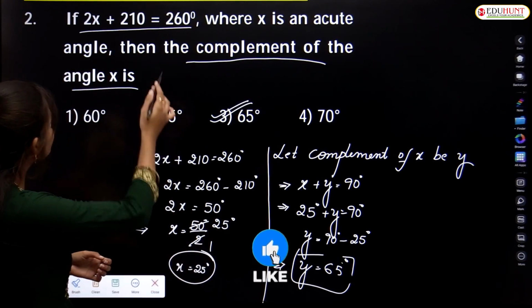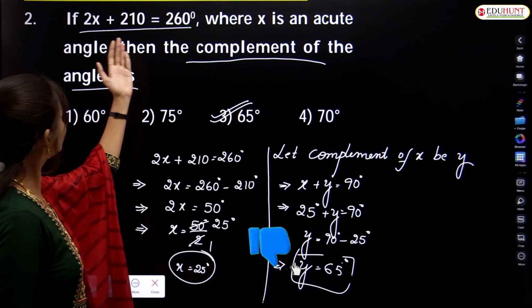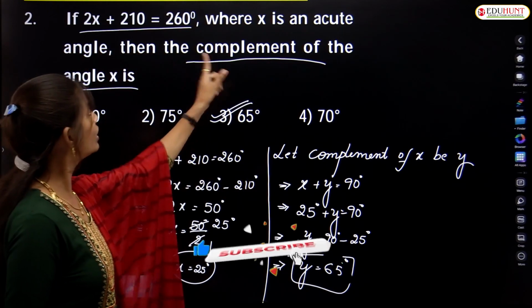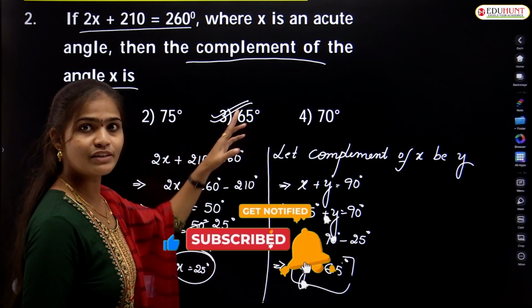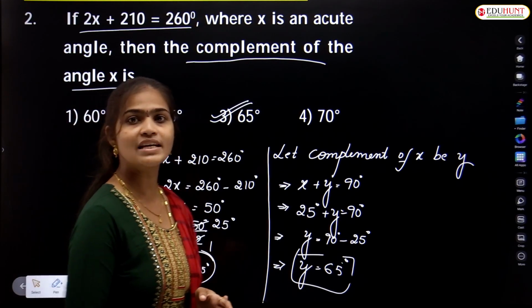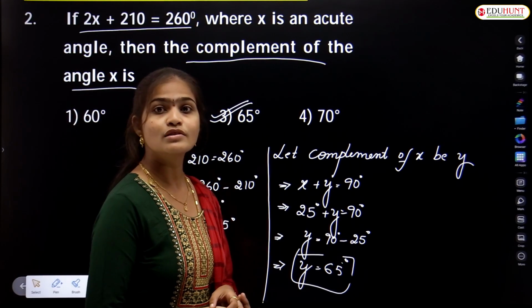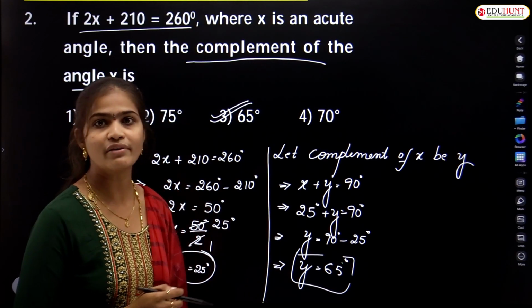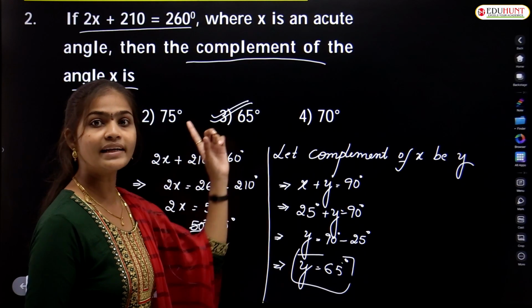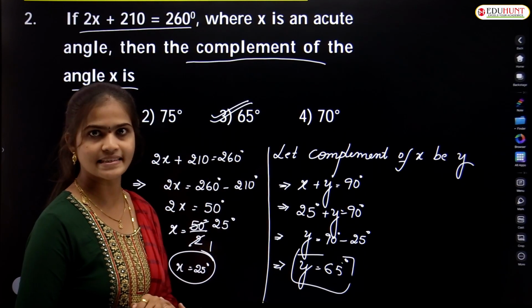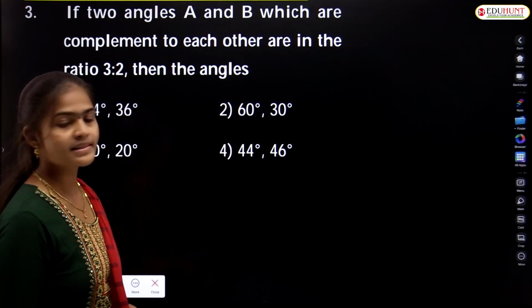So see here, once again see this problem. First we need to find the x value, then only we have to go for the complement. Why? Because from the given equation they didn't directly give the value of x, right? So that's why first we need to find the value of x. After that only we need to find the complement value of x. So see the next question.